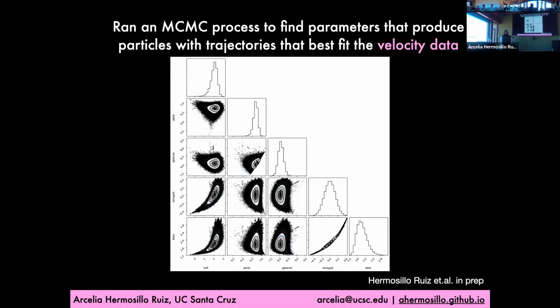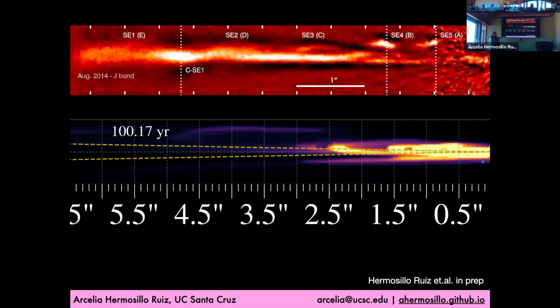And I've narrowed it down to some values, both by running various simulations, but also with an MCMC to find which parameters produce particles with trajectories that best fit the velocity data. And sorry, the writing is small here, but really this is just to show that there is actually some constraints. This is very degenerate, but by using the parameters that are found from this MCMC, I ran a new large scale simulation. And I'm gonna compare my movie.